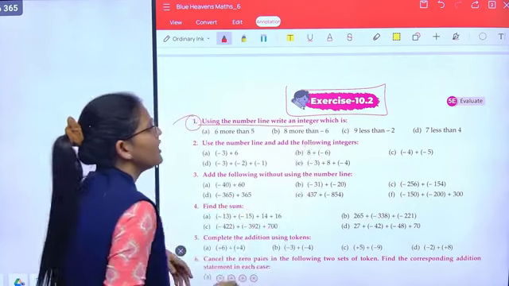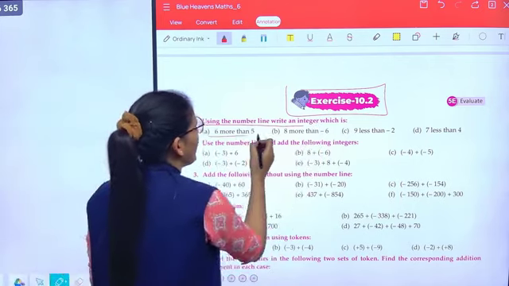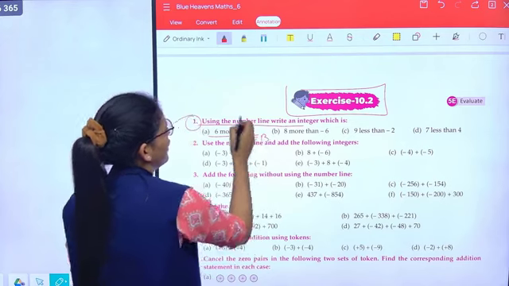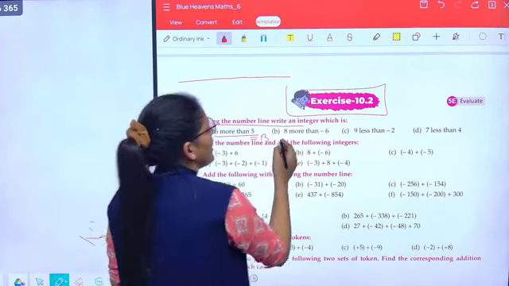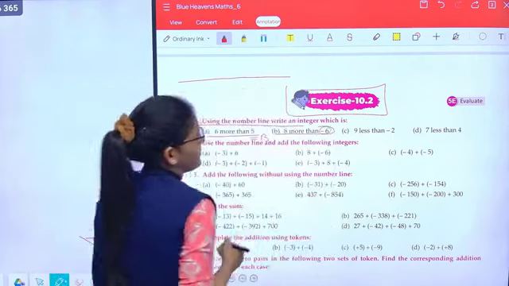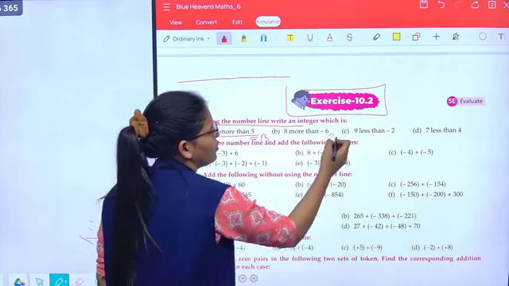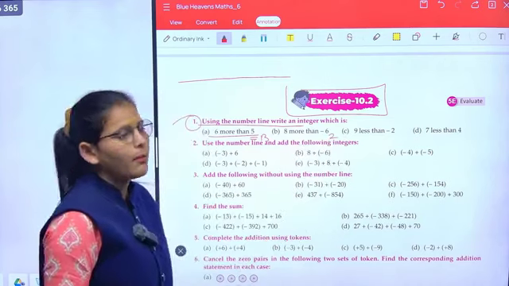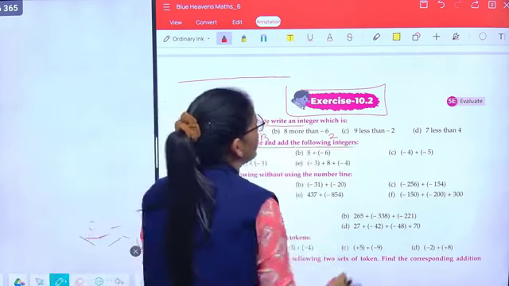Using the number line, write an integer which is 6 more than 5, class it is 11. You can draw a number line and you can check also. 8 more than minus 6. Yes class, 8 more than minus 6, that is 2. Now class, rest of the part do yourself. Question number 2, use the number line and add the following.